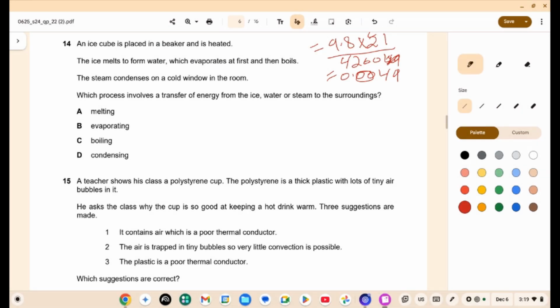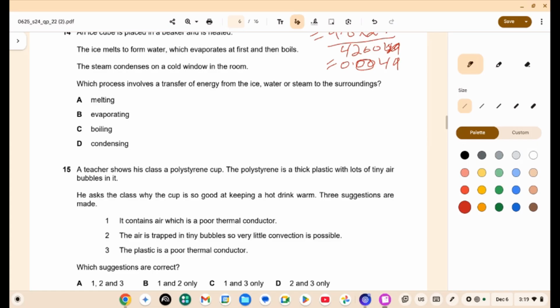Question number 14. An ice cube is placed in a beaker and is heated. The ice melts to form water, which evaporates at first and then boils. The steam condenses on a cold window in the room. Which process involves a transfer of energy from the ice, water, or steam to the surroundings?